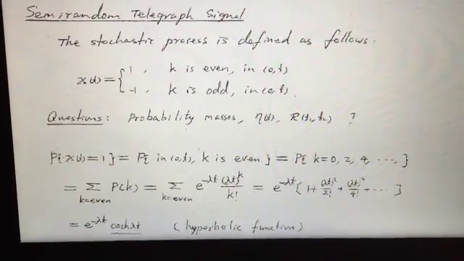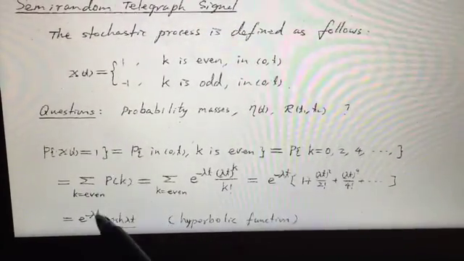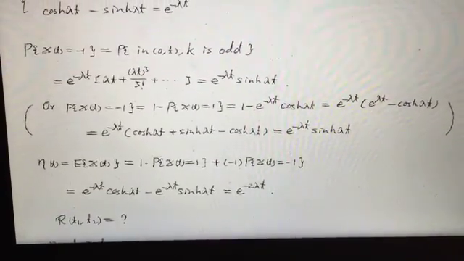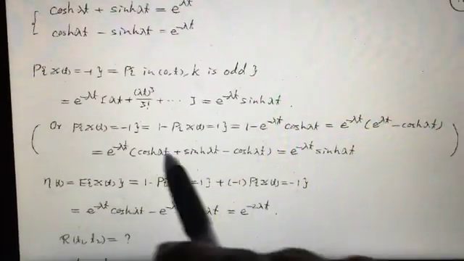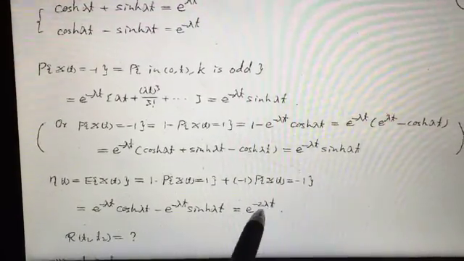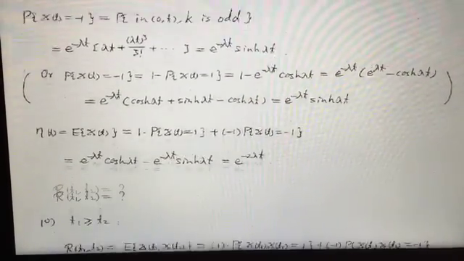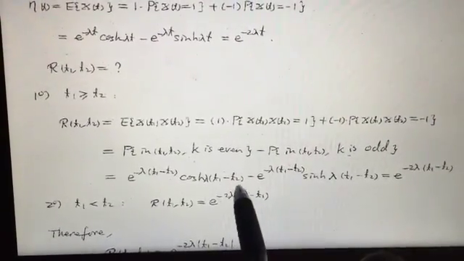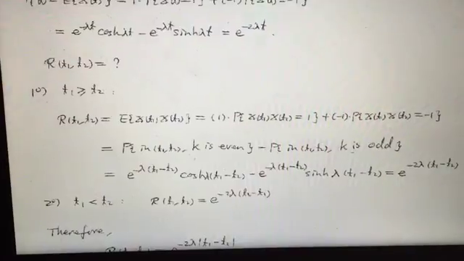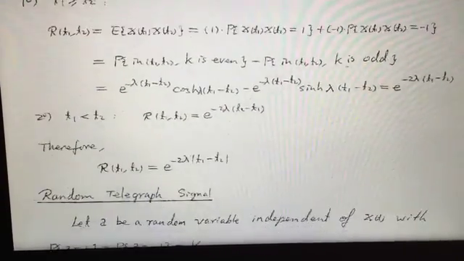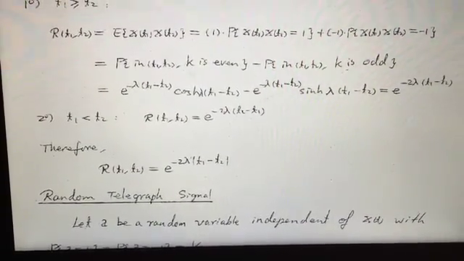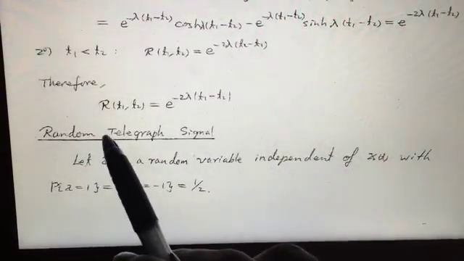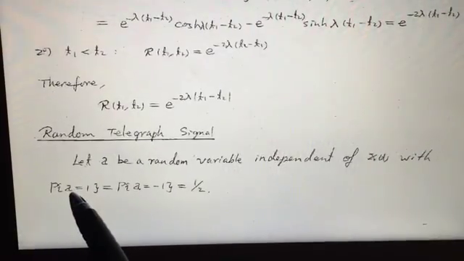If you look at the probability mass function, the expected value and the autocorrelation function, what we get is that the probability mass function turns out to be e to the power minus lambda t cos hyperbolic lambda t. The mean expected value turns out to be e to the power minus 2 lambda t, and the autocorrelation turns out to be e to the power minus 2 lambda into t2 minus t1. It's actually going to have a mod sign along with this, because it doesn't matter about the sign of the time difference.